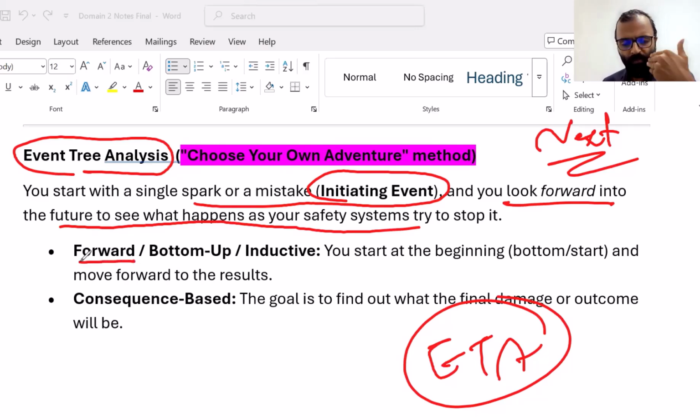See, this is forward. You are moving forward. It is bottom-up. There is an event at the bottom, and you are moving forward to the top. And inductive. Inductive means what? You are actually checking what will happen next. Inductive, you are analyzing. Okay.